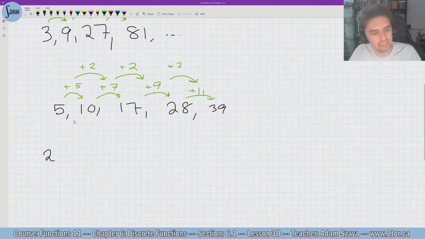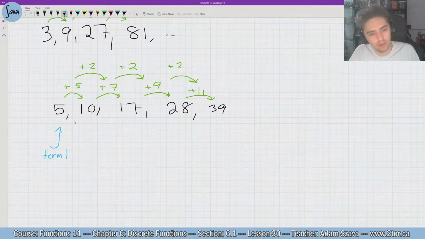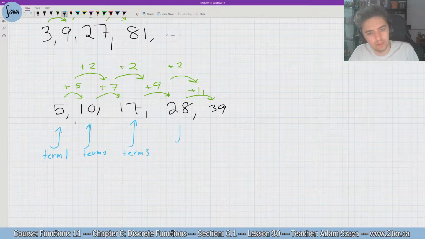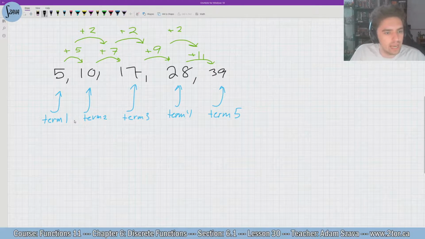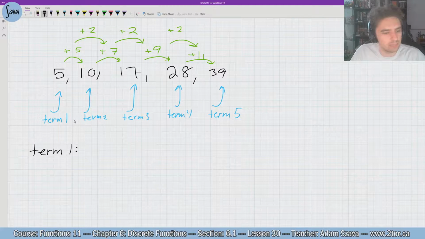So to try to analyze the sequence here, what we would like to do is actually label each of the terms. So I'm going to label that term 1, that one term 2, this one term 3, this one term 4, and this one term 5. Okay, so now we have a name for each term. I understand if this doesn't jump out at you, right? This is just an example. I'm just going to show you that there are underlying things in a sequence.